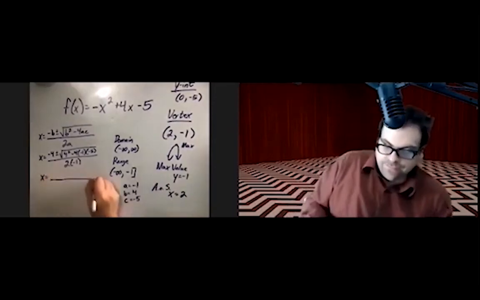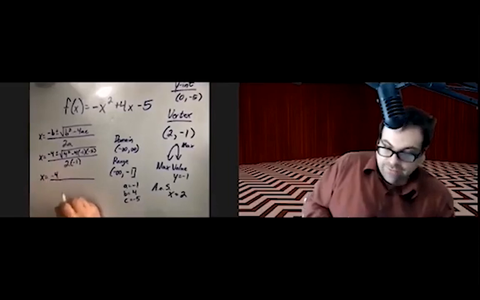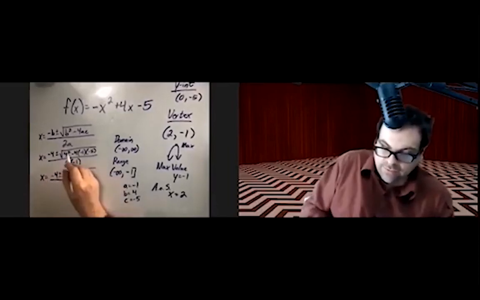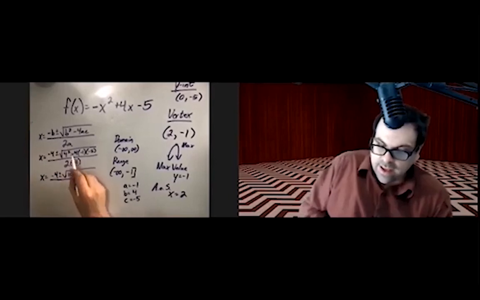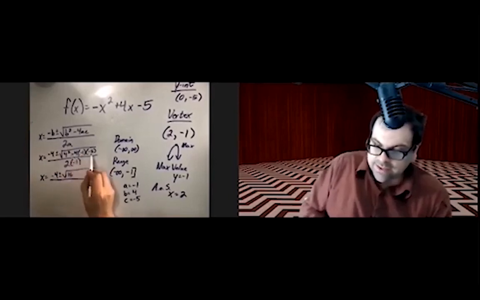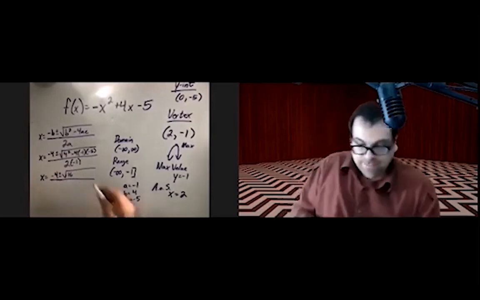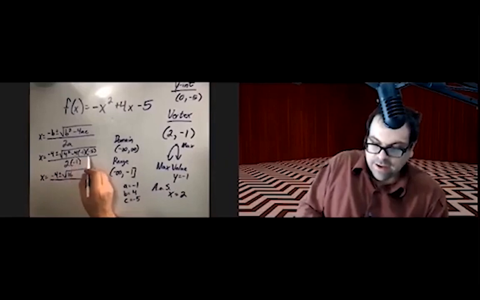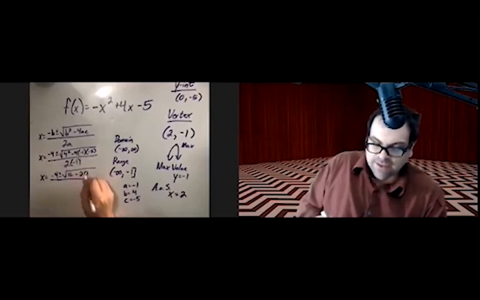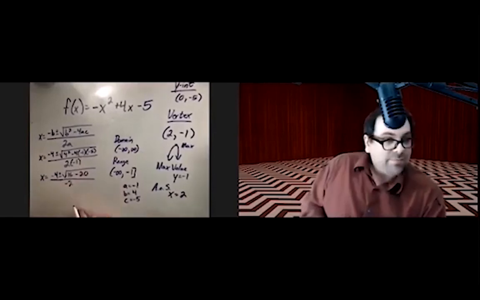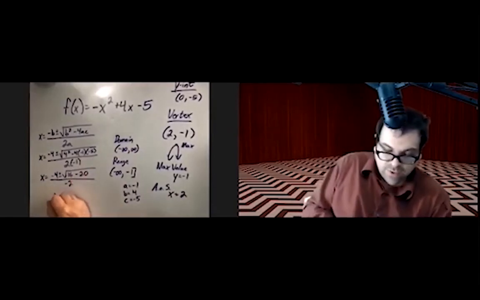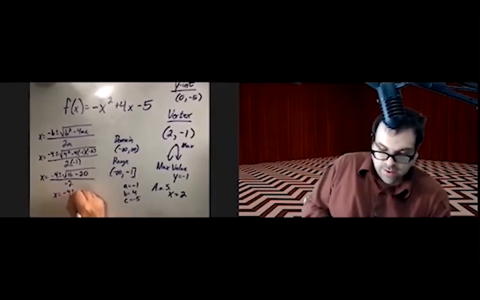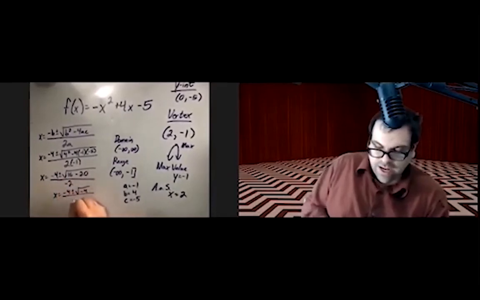x equals -4 plus or minus, in here, 4 squared is 16, and then minus, minus, minus. That's going to end up being a negative. -4 times -1 is +4, times -5, it's going to be a -20. Now look what happened. 16 minus 20, that says the square root of -4.